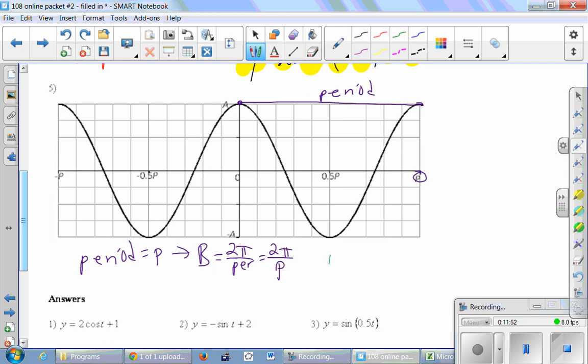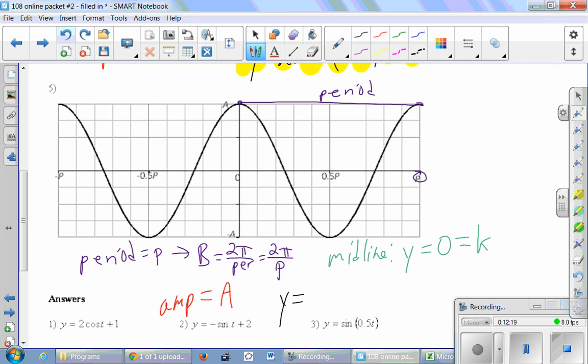Okay, next thing we need is the midline. Looks like it's just y equals 0 right in the middle. If you wanted to, you could also average the a and the negative a. And of course, they average to 0. So our k is 0. And next thing we need is the amplitude. So how high does this thing get from the middle? Well, it gets up to a, down to minus a, so a is the amplitude.